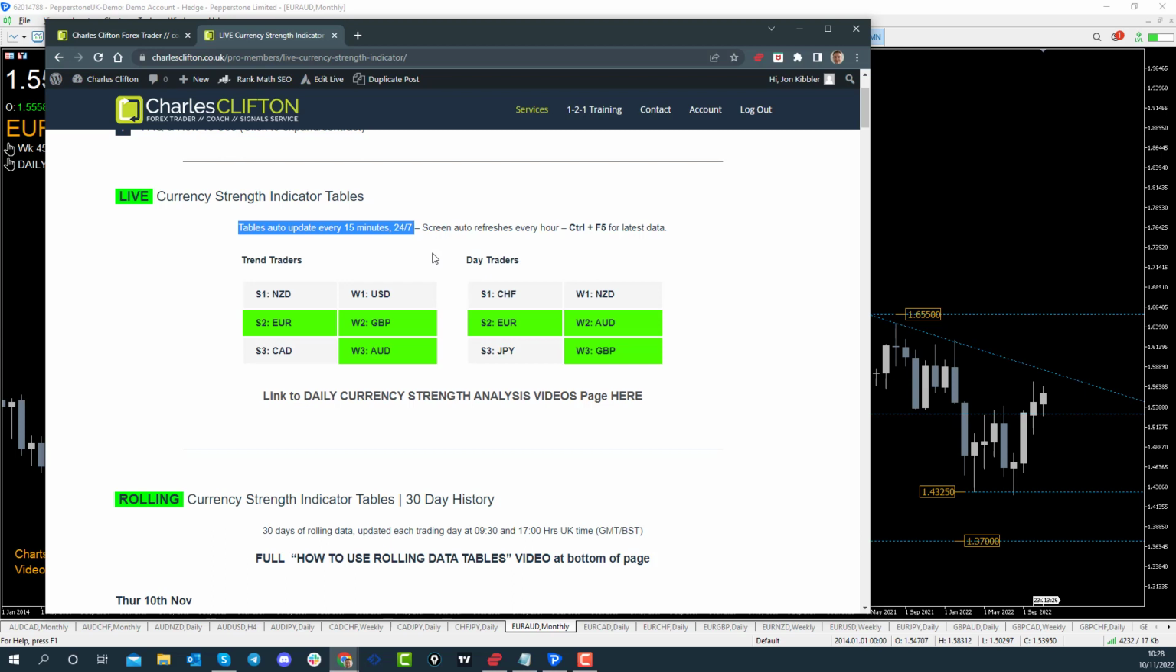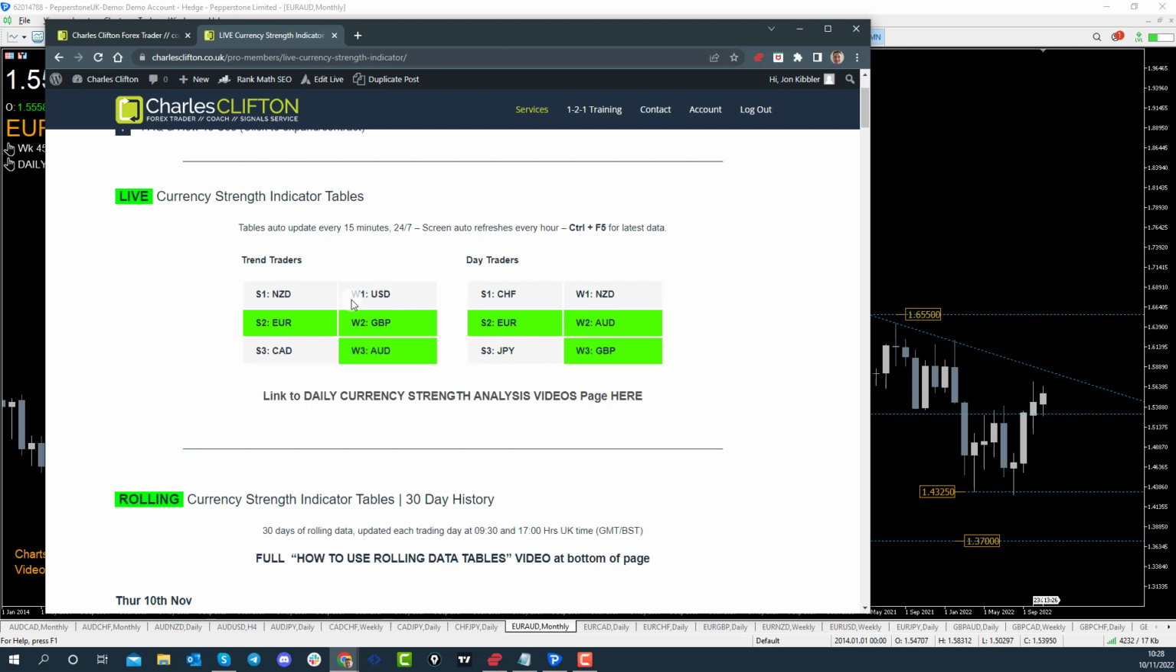So what are the tables telling us today? Well, they're telling us that we should be focusing our attention on the euro, which is the second strongest on both tables, and then we should be focusing our attention towards the pound because it's the weakest or second weakest on the trend traders, weakest on the day traders. And then we have the Australian dollar, which is W3 on the trend traders, but W2 on the day traders.